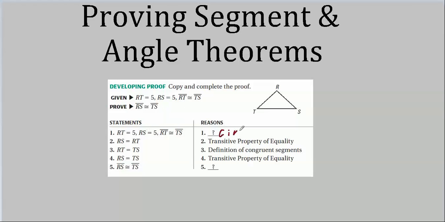Like I said, the first line is always given. Maybe I should double check and make sure this really was given. RT equals 5, yes. RS equals 5, yes. And segment RT is congruent to segment TS. Yeah, that was all given. RS equals RT. Transitive. Okay. Notice they didn't go to all the trouble to rewrite this as 5 equals RS and then have it in exactly the previous form and then apply the transitive property. They just accepted that you can mentally make that switch and apply the transitive property. And I'm sure they're right. You can do that.